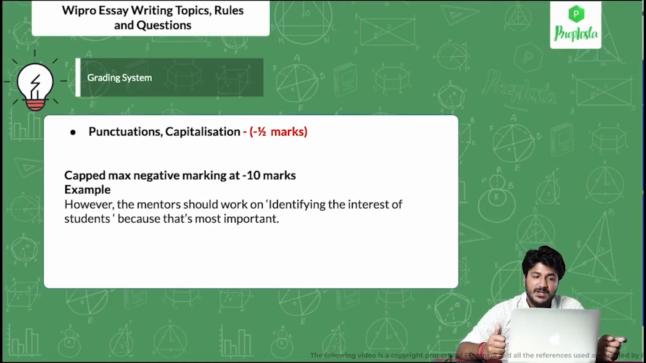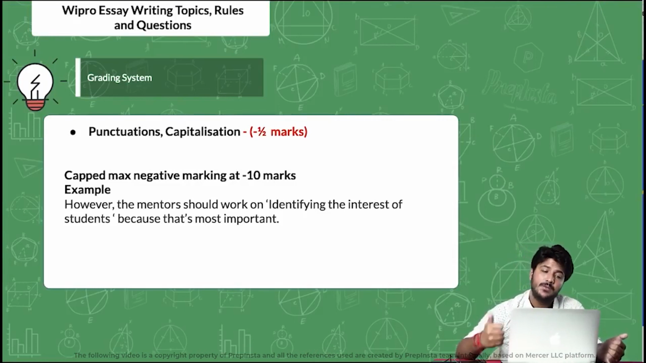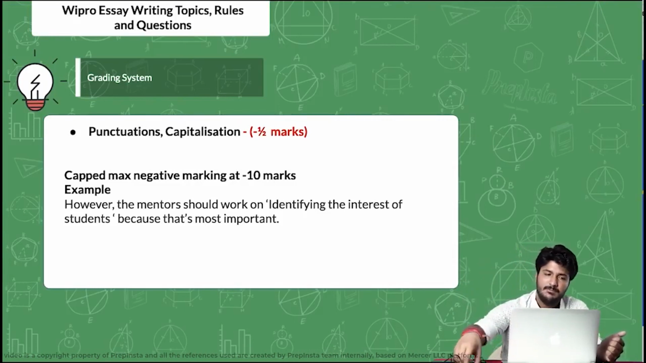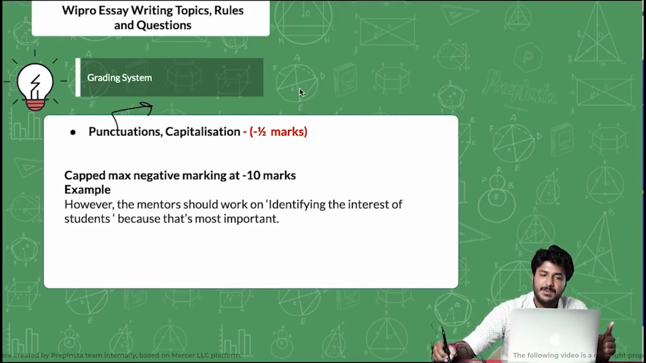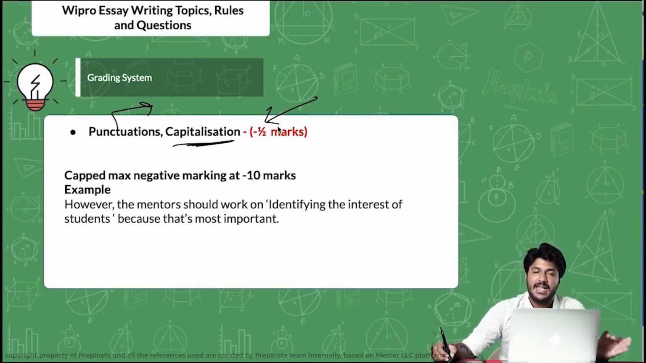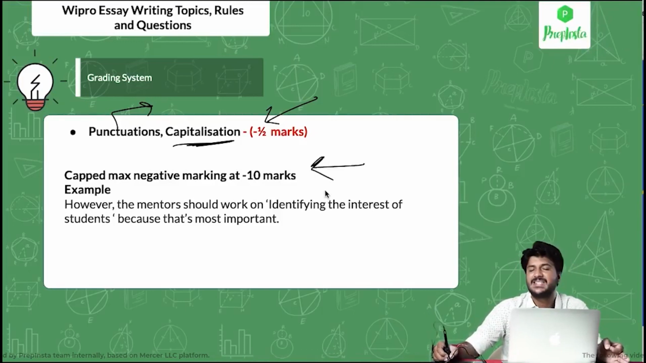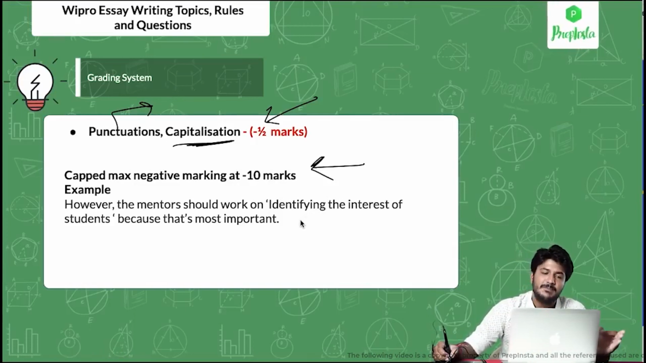Moving further, obviously this becomes the most basic and most important one, where you can avoid losing marks. So definitive approach was a positive marker. Here, punctuation, capitalization, etc. is a negative marker. So you do not get any positive points; however, marks are cut. For example, for every punctuation error, -1/2 marks are cut. If you make a capitalization error, -1/2 marks is cut for one mistake. So if you make 10 mistakes, 10 × 1/2 is basically -5 marks. However, this is capped at a maximum of -10 marks. So if you make 100 mistakes, -50 marks will not be there; obviously, -10 marks would be there.